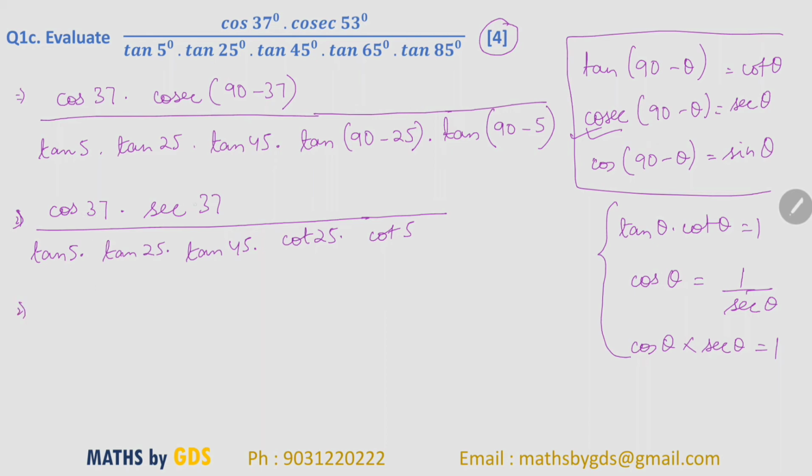Now, in the next step, cos 37 into sec 37 will give us 1. Why? Because cos into sec is 1. Now, we multiply tan 5 into cot 5. This tan 5 and cot 5, these two will give us 1. Tan 25 and cot 25 will give us 1. And we know that tan 45 is already 1. So the answer to this question will be 1 by 1, that is 1.